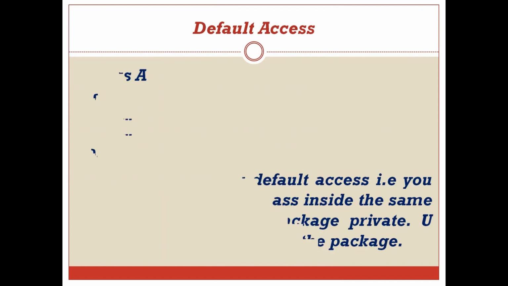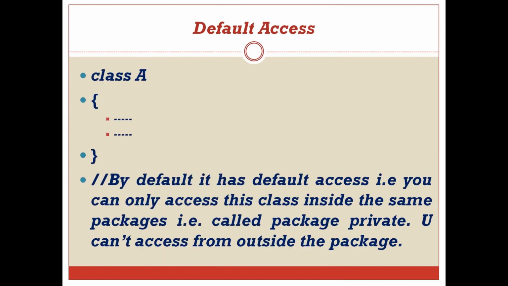And then what is default access? So default access means suppose we have created a class and we have not mentioned anything, like class A. You can see here I have written class A, but here no access modifier is mentioned. That means by default it has default access. That is, you can only access this class inside this same package. That is called package private also. So you cannot access it from outside the package.